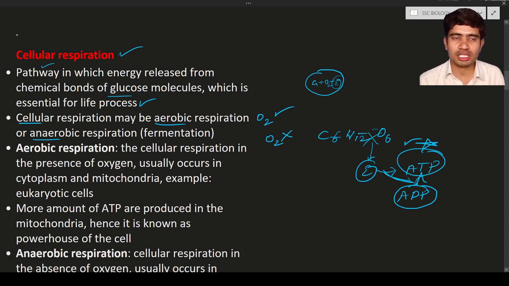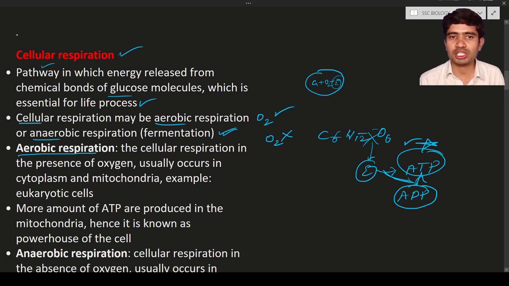So aerobic respiration occurs in all organisms, especially human beings. But in some organisms anaerobic respiration will occur. Examples are yeast, fermentation, and so on. These are the processes where you will see there is no utilization of oxygen. That is known as anaerobic respiration. So here you can see aerobic respiration. The cellular respiration in the presence of oxygen is known as aerobic respiration.